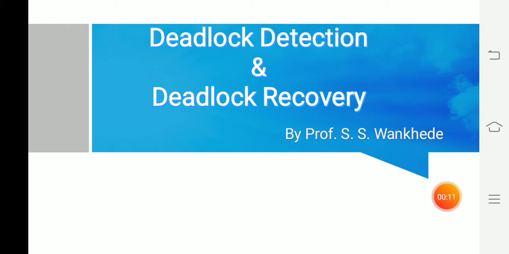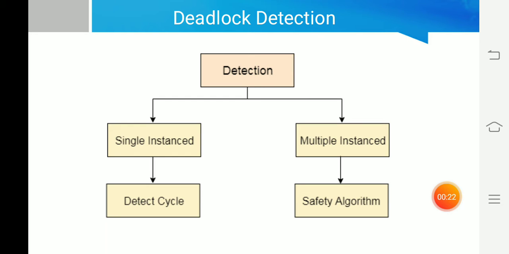So deadlock detection and deadlock recovery means that we will let the system get into deadlock and then we will recover from it. Detection can be performed in two ways. One, if the resources are of single instance, meaning only one copy of each resource is present, then we will apply the cycle detection algorithm. If there are multiple instances, meaning two copies of resource 1, three copies of resource 2, then the safety algorithm will be applied.